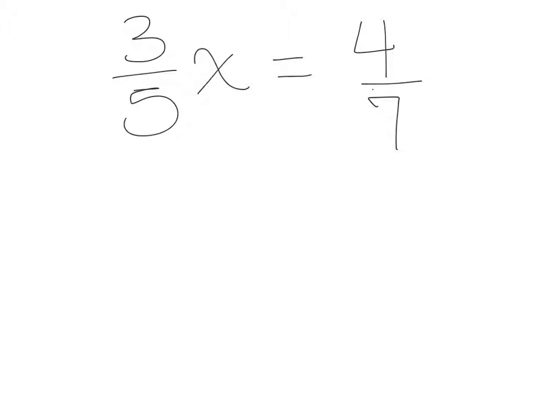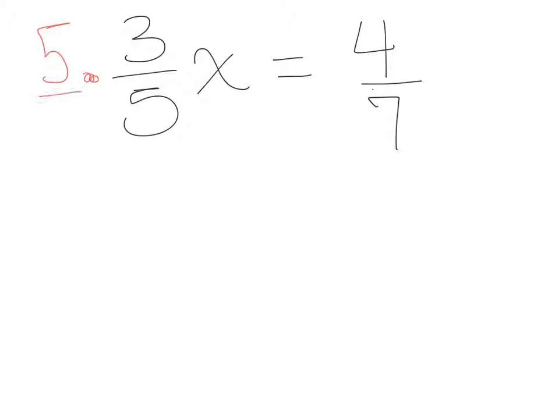Okay, so with this problem, it's just 3/5 x equals 4/7. You don't have to do any simplifying, but I just wanted to remind you, instead of writing down at the bottom, divide by 3/5, I don't want you to do that. This is a complex fraction, so essentially what you're going to really end up doing is you're going to multiply by the reciprocal of 3/5. So let's go ahead and do that.